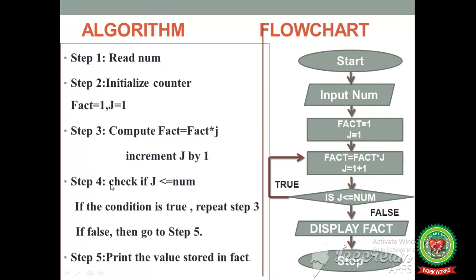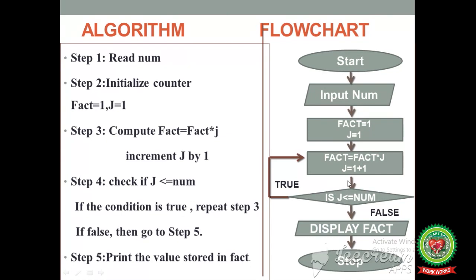Then step 4 in algorithm, check if j less than equal to num. Here we have to check the condition. If the value of j is less than equal to num, then condition is true, and repeat the step 3. And if the condition is false, then go to step 5. Step 5 is print the value stored in fact. It will print the result.